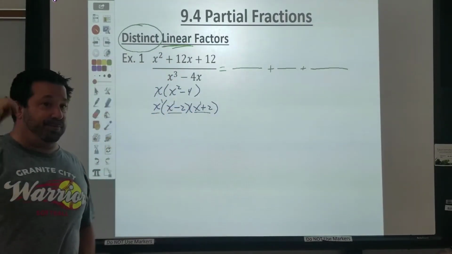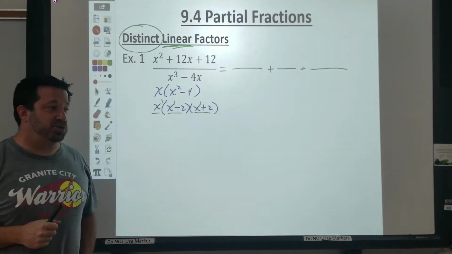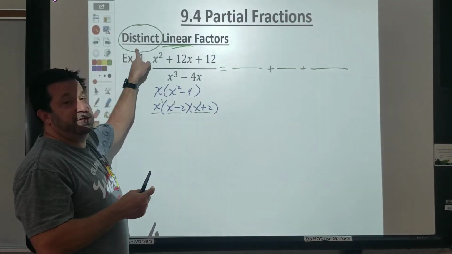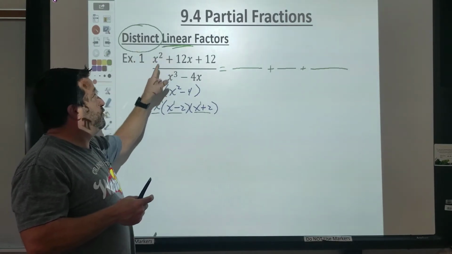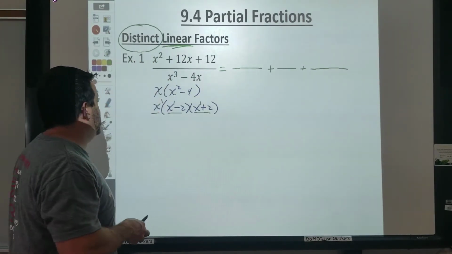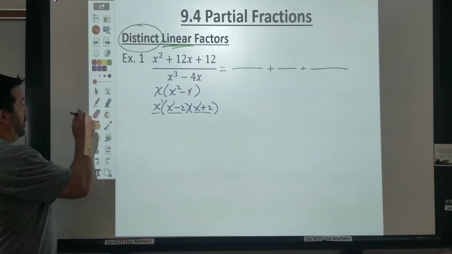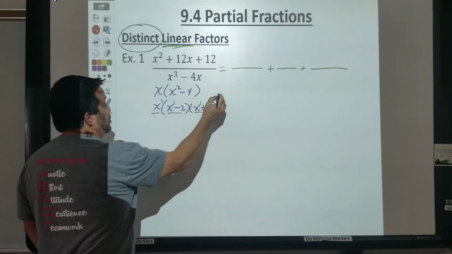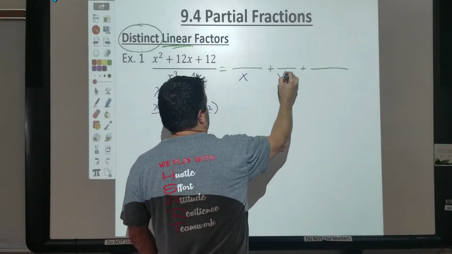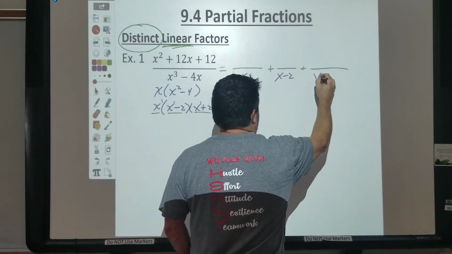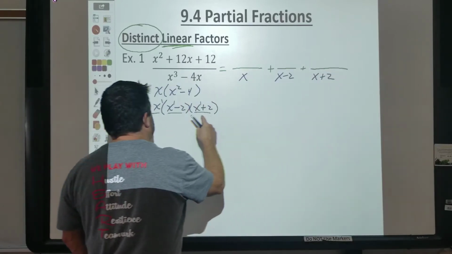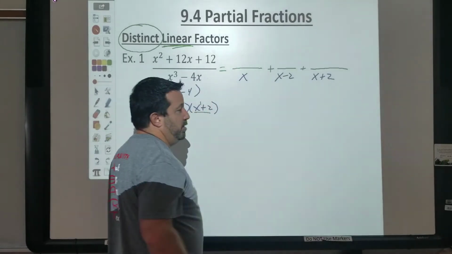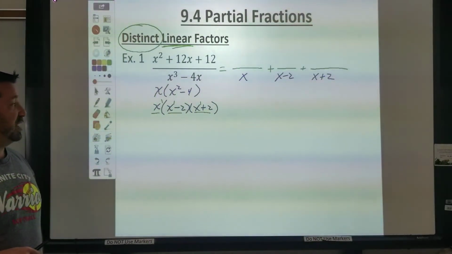So in this example, I am showing you how to handle a situation when all of the factors of your denominator are different and they are all to the first power. So that is the key to this problem here. That means each of these factors is going to end up being its own denominator. So if you come up with 3 different factors, you're at least going to have 3 fractions that you're going to be breaking this down into.